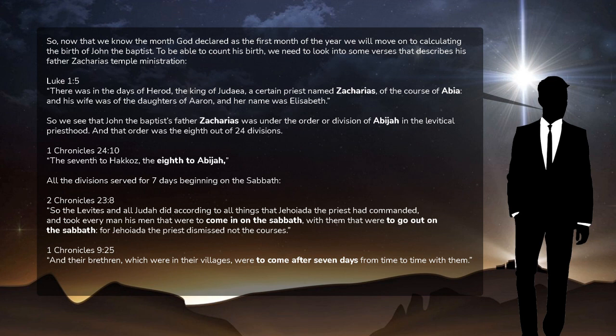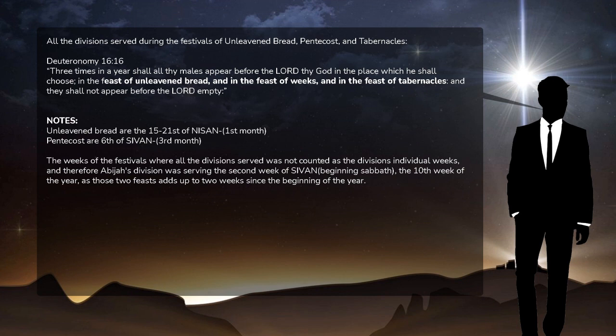1 Chronicles chapter 9 verse 25. And their brethren, which were in their villages, were to come after 7 days from time to time with them. All the divisions served during the festivals of unleavened bread, Pentecost, and Tabernacles.